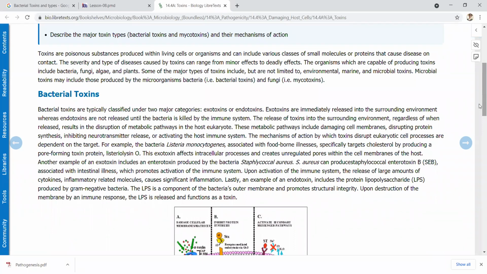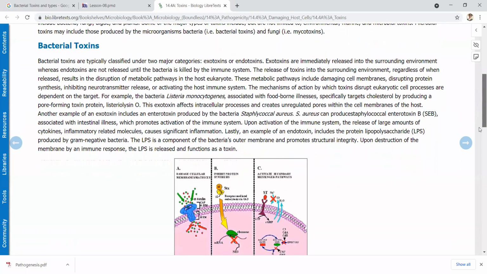Lastly, an example of endotoxin is the lipopolysaccharide produced by gram-negative bacteria. The lipopolysaccharide is a component of the bacteria's outer membrane, and it promotes structural integrity. Upon destruction of the membrane by an immune response, this lipopolysaccharide is released and it functions as a toxin.